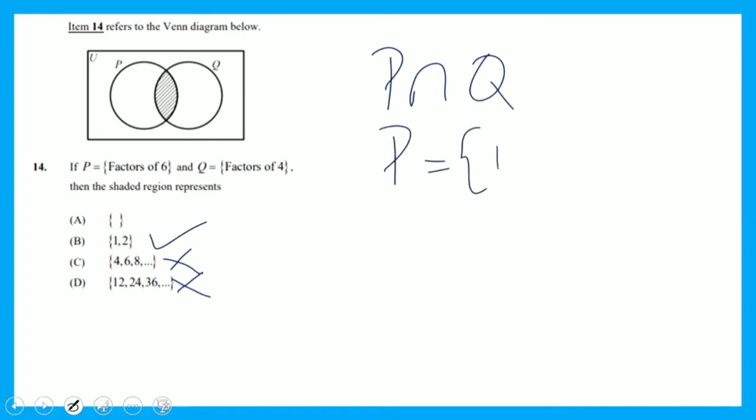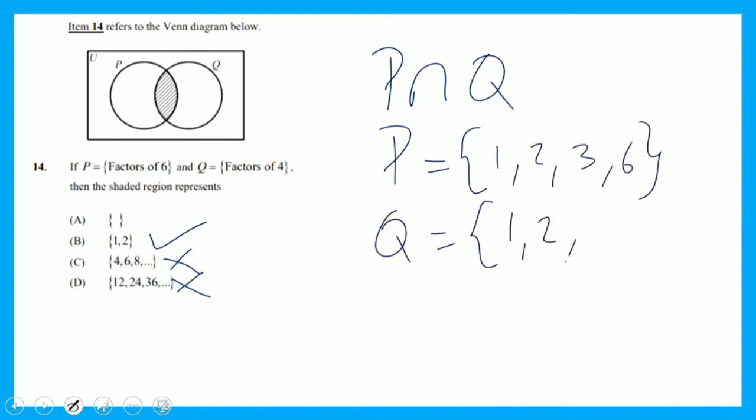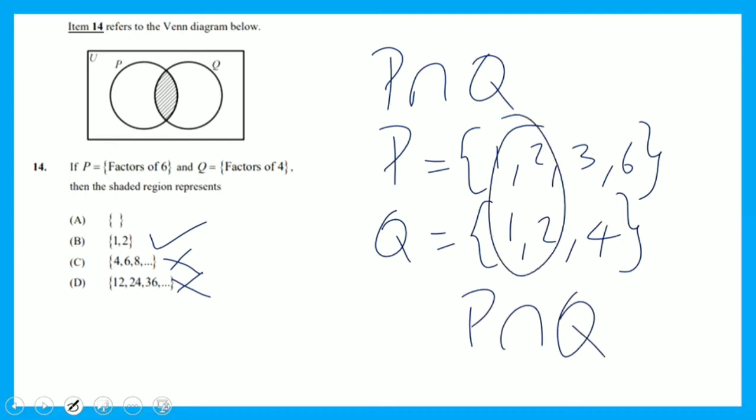So factors of 6: 1, 2, 3, 6. Factors of 4: 1, 2, and 4. And so the common factors, which represents the shaded region, P intersect Q, is going to be 1 and 2. All right.